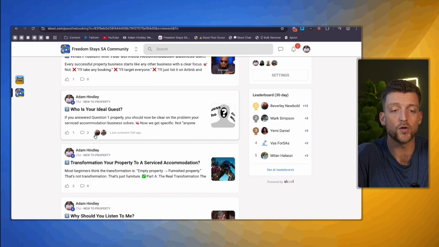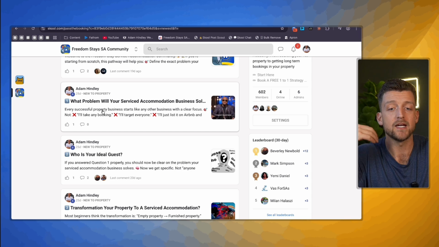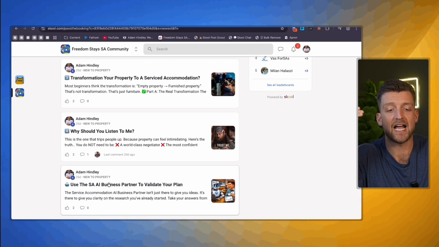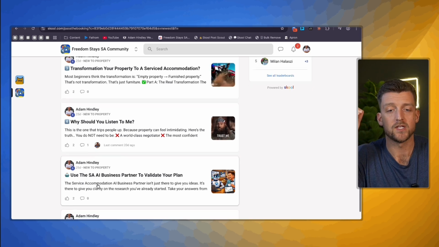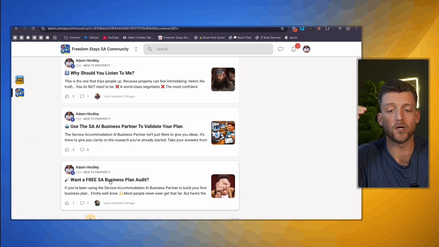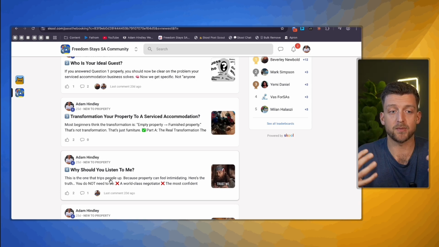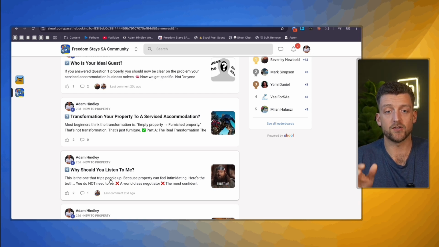You can give us an idea about who you want your ideal guest avatar to be, where you want to operate your service accommodation business, and eventually you can get access to the service accommodation business partner AI tool to really help you build that out a little bit more. And then once you've done that and you want someone to look at that strategy and that business plan, you can book in a call with myself and we can have a chat about it.